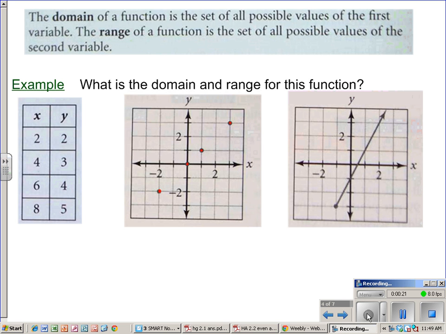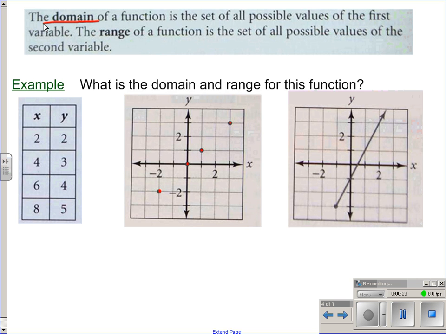All right, so two terms here. You got domain and range. Domain of a function is a set of all possible values of the first variable. Basically means all possible x values. The range of a function is a set of all possible values of the second variable. So all possible y values is what you're looking at for the range. Again, usually x's and y's, especially when you're talking about plotting points, x-axis and y-axis. So the domain is the possible x values for that function. The range, possible y values for that function.